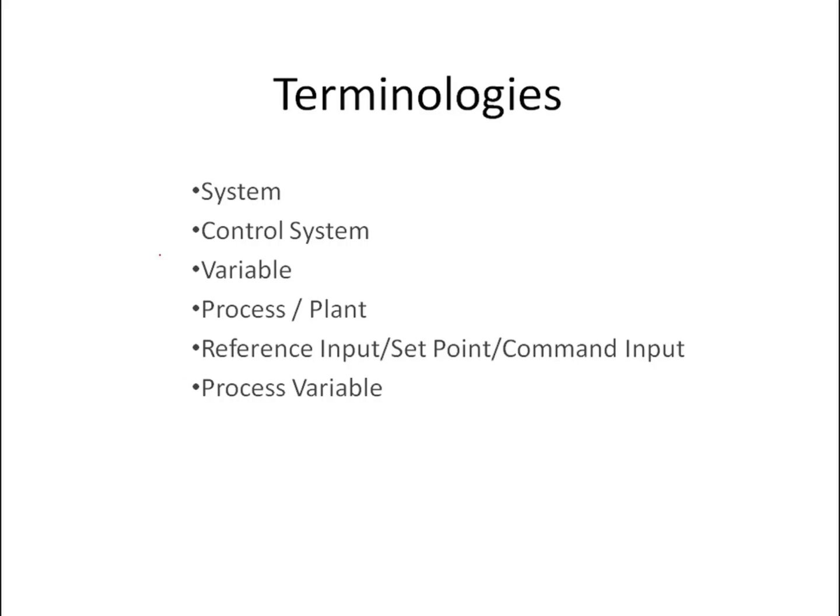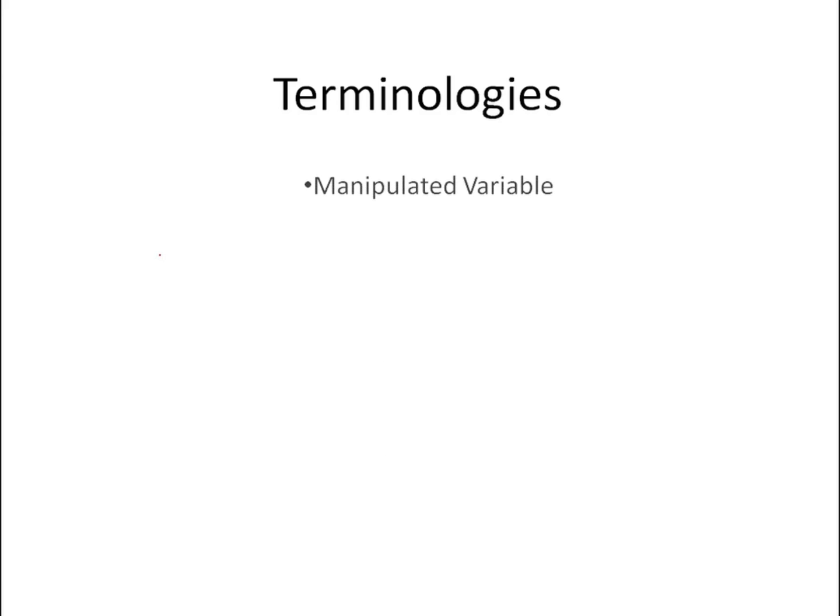The process variable is the output of the system. Because the system is called a process, the output of the system is called the process variable. Some other names are also there. There is a control variable: the output of the system which has to be controlled is called the control variable, or the controlled variable as well. Another name is the manipulated variable.